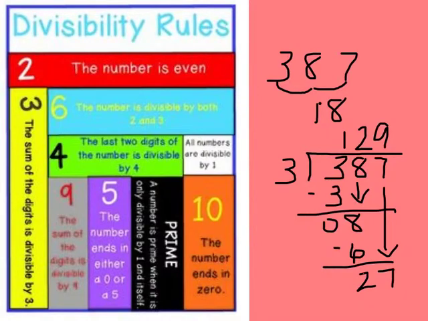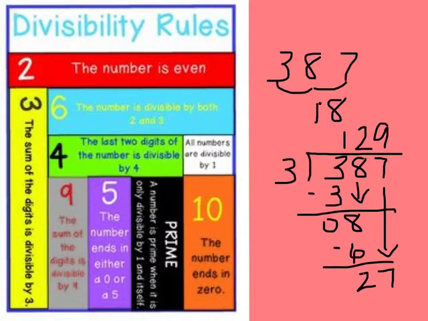Now for 10, if the number ends in 0, it is divisible by 10. So 10, 20, 30, 40, 50, 60, 70, 80, 90, 1,000, 10,000. If it ends in 0, it is divisible by 10. And those are the only ones that you're going to be responsible to learn for this lesson, but you can see I've posted the others on the chart for 4, 6, and 9.